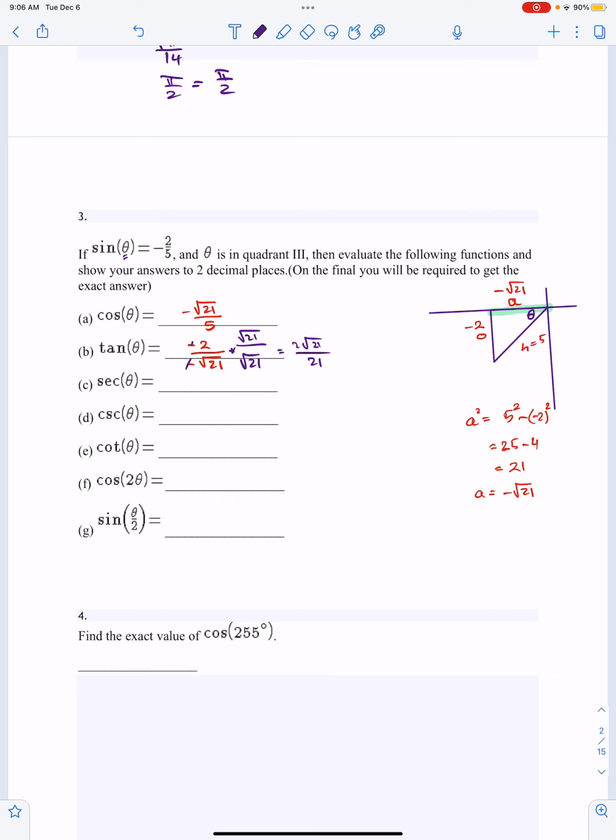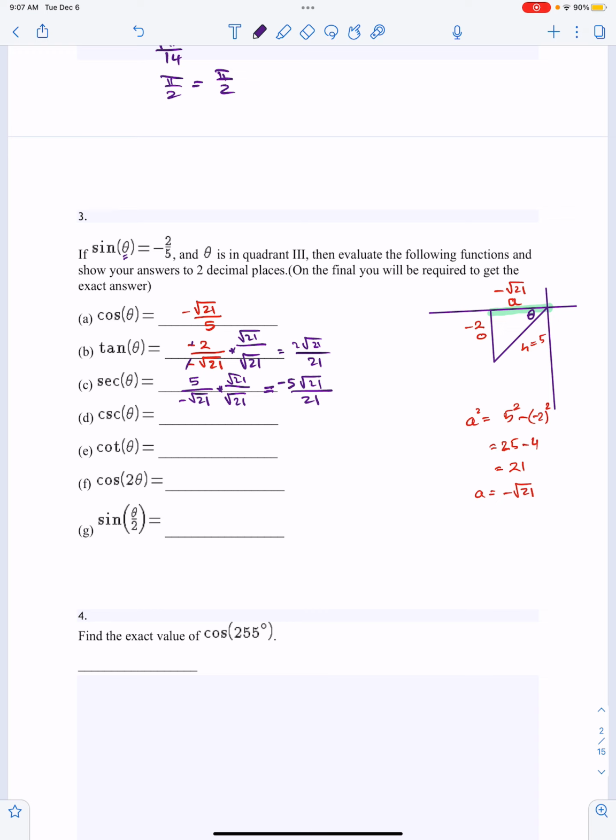Secant is the reciprocal of cosine, and we figured out cosine previously. So this is equal to 5 over negative square root of 21, which is the reciprocal of cosine. We like to rationalize, so we're going to multiply by square root of 21, divide by square root of 21. You will get negative 5 square root of 21 over 21. It really doesn't matter where you put the negative because it just means that the fraction is negative.